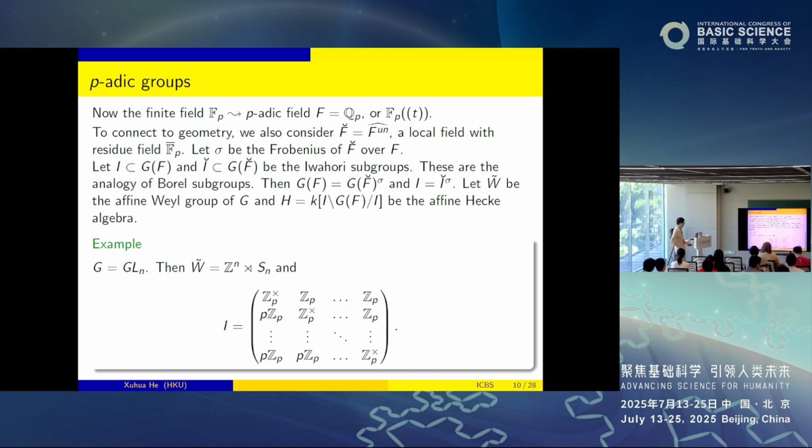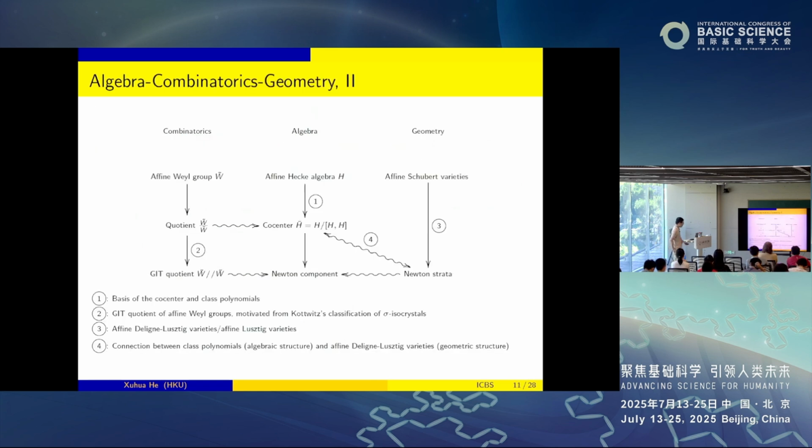And so here, for those students who are not so familiar with the periodic groups, this is a typical example. We can start with G-N, and the Iwahori-Weyl group is the Z^n semi-direct product with S_n. So all the entries are in Z_p or smaller than Z_p.